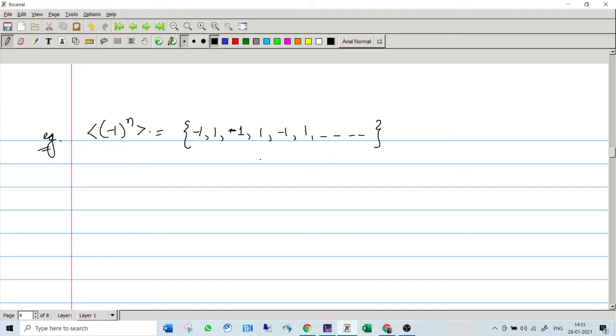Yes, whenever we take any term, it is either 1 or it is minus 1. So it is less than or equal to 1 and always greater than or equal to minus 1. Moreover, it is less than 2 and greater than minus 2. So yes, you could at least find some numbers between which the terms lie. So yes, this sequence is also bounded.